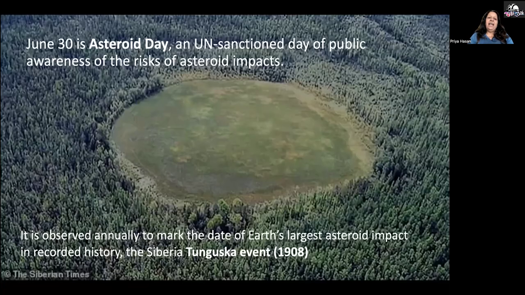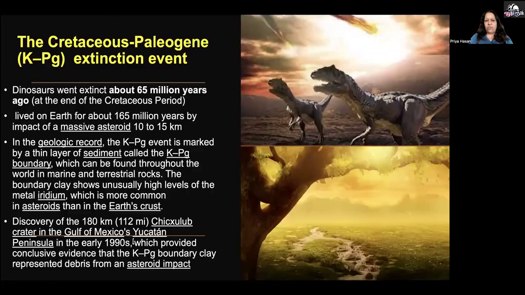June 30th is celebrated as Asteroid Day. This is a UN sanctioned day of public awareness on the risk of asteroid impacts. Why is that important? Because here you're seeing a picture of an impact which took place more than 100 years ago, in 1908 in Tunguska, Siberia. Even after 100 years, you can see a clearing in the forest where there are no trees. So you can definitely look at this place and guess that something happened here.